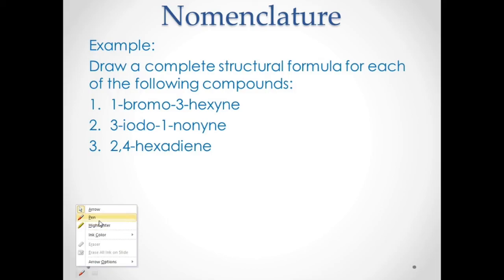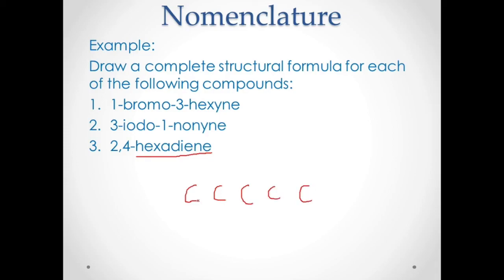2,4-hexadiene. In this case, this is an alkadiene, because it is hexadiene. Since it's hexa, you'd expect that it contains 6 carbons. 1, 2, 3, 4, 5, 6, and it is a diene. That means it contains 2 double bonds. But where are the 2 double bonds located? On carbon number 2 and carbon number 4. So 1, 2, you have a double bond there. So 1, 2, 3, and 4, and also on carbon number 4.